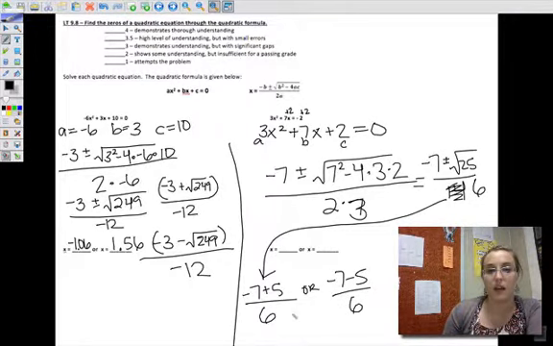So this will get me -7 plus 5, which is -2, divided by 6, which gives me the -1/3 answer that I was looking for, or -0.3 repeating. Or x equals, this will be -12 divided by 6. That'll give me a -2.